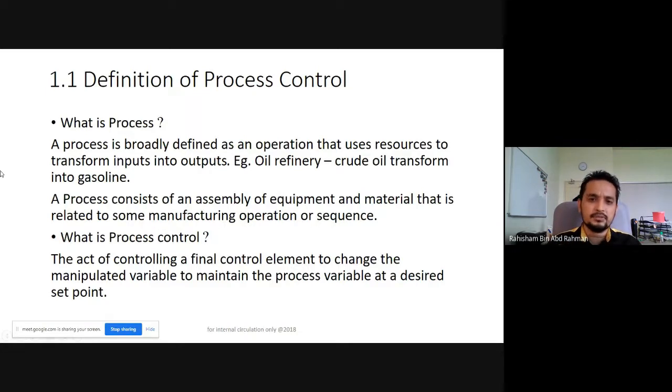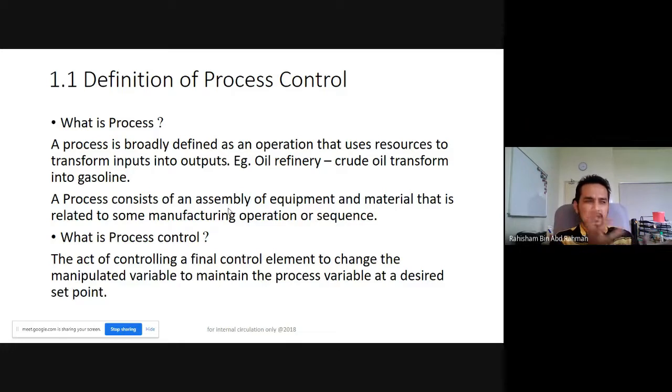Okay, what is process? I just explained to you. This is just a word that you can read yourself. And what is process control? First, we have a process, broadly defined as an operation that uses resources to transform input into output. As I said before, we want to make it from A to B. What is A? You need to define by yourself. What is B? You need to define. Transform A to B.